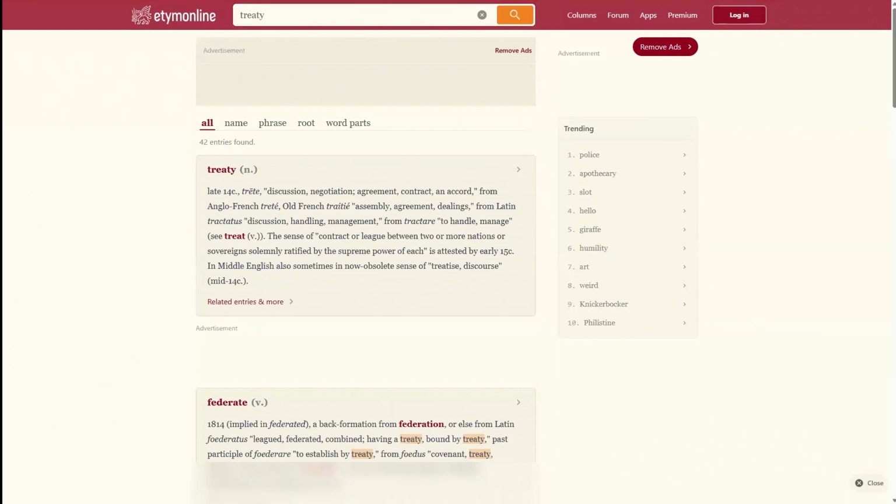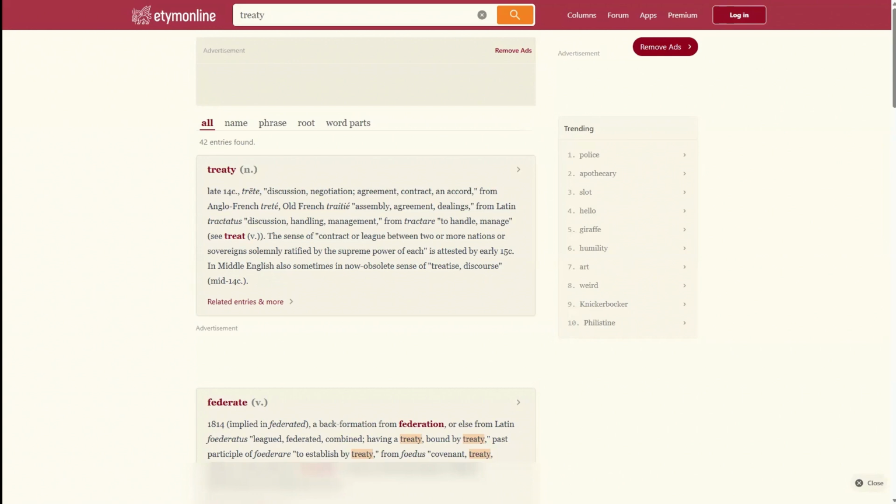Treaty, late 14th century: discussion, negotiation, agreement, contract, or accord. From the Anglo-French traité, assembly, agreement, dealings. From the Latin, discussion, handling, management. To handle, manage, to treat.